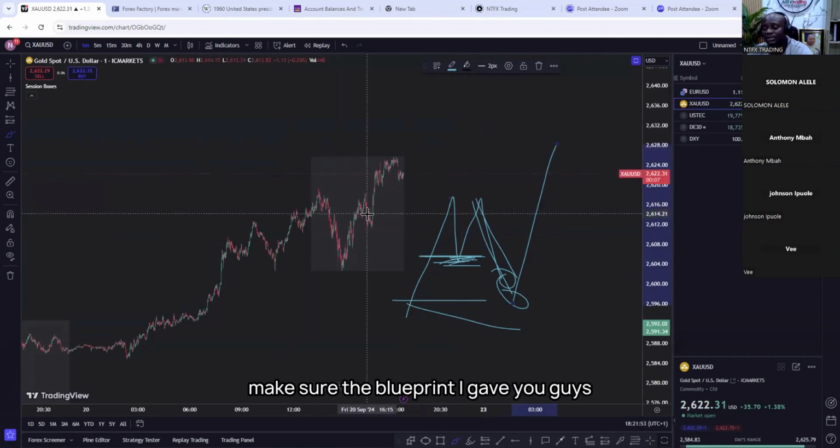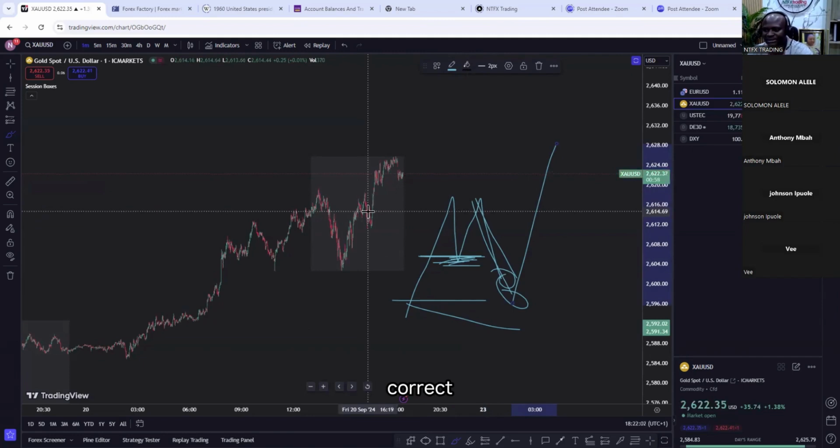Make sure the blueprint I gave you guys, you are implementing it. It's making a lot of difference, right? A whole lot, sir. I expect that everybody should be able to do 3 to 5 trades to smash TP every week.